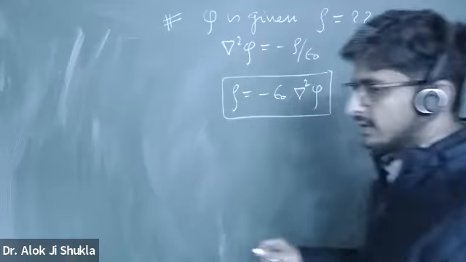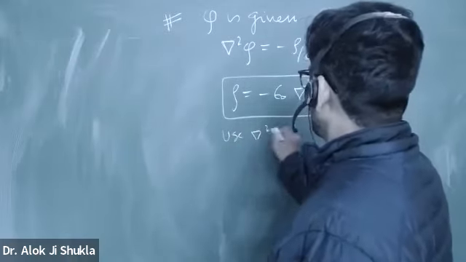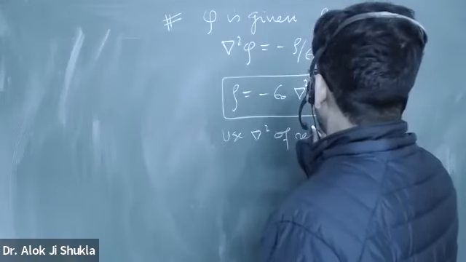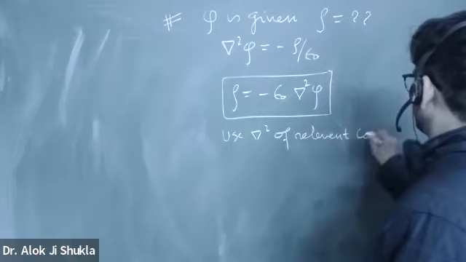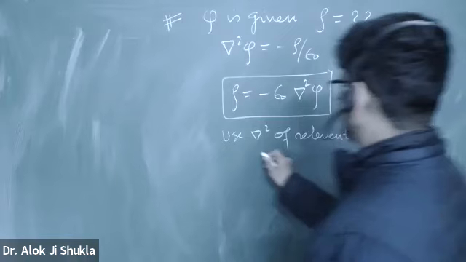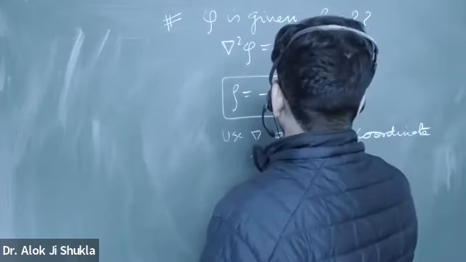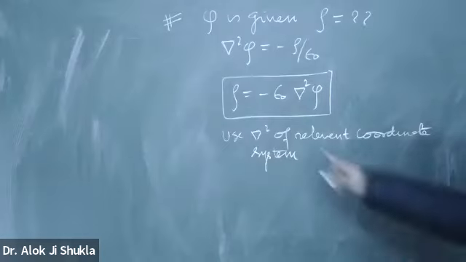So note down this: use del square of the relevant coordinate system, and you will get the charge density.